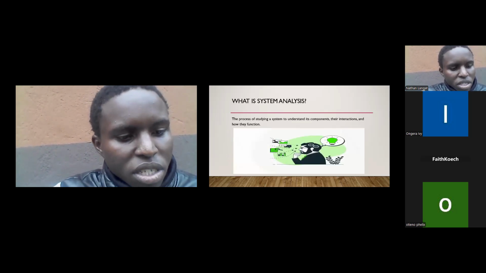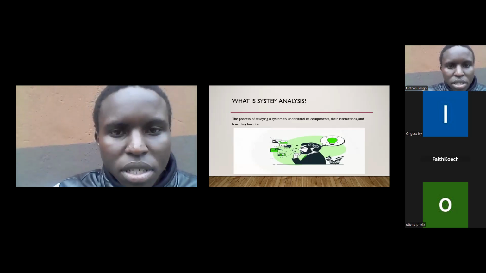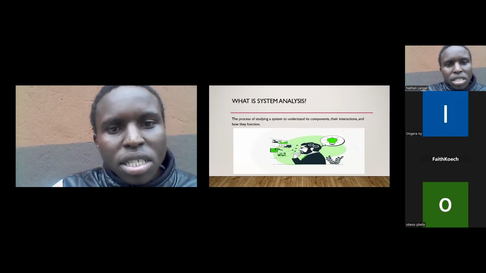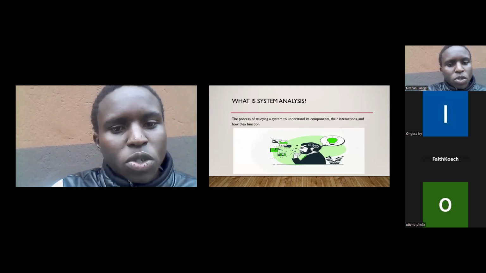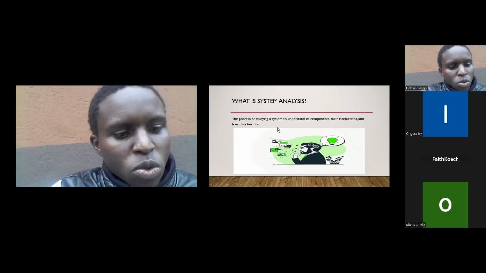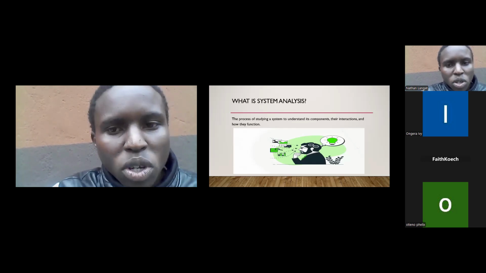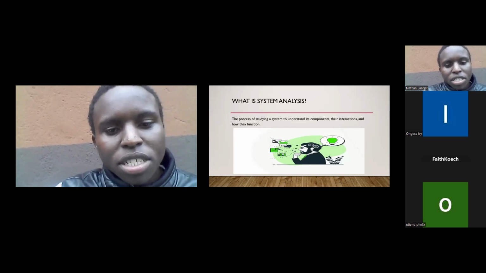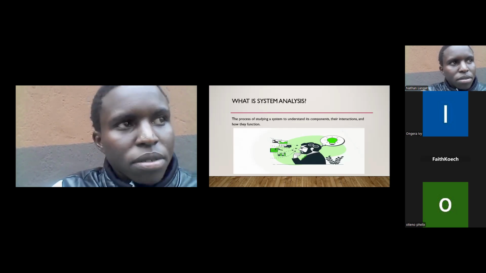Now we go to system analysis. These are two main concepts in this topic for today. System analysis is the process of studying a system to understand its components, the interactions, and how they function. What does it deal with? It studies the system or problem to identify its goals, its structure, and what it needs to achieve. It's like a doctor diagnosing a patient.